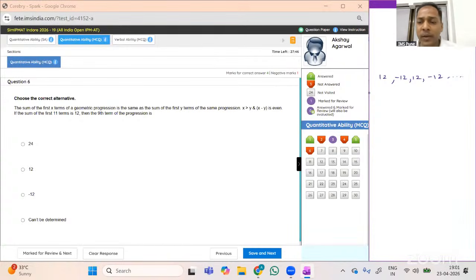Then the ninth term of the geometric progression. First term is 12, second term is minus 12, third term is 12, fourth is minus 12. Because the sum of 11 terms has to be positive 12, I've taken the first term as 12, so that with 6 odd-numbered terms the total would be positive. So the ninth term would be 12, as every odd-numbered term is 12. But can it be determined? Is there another possibility?